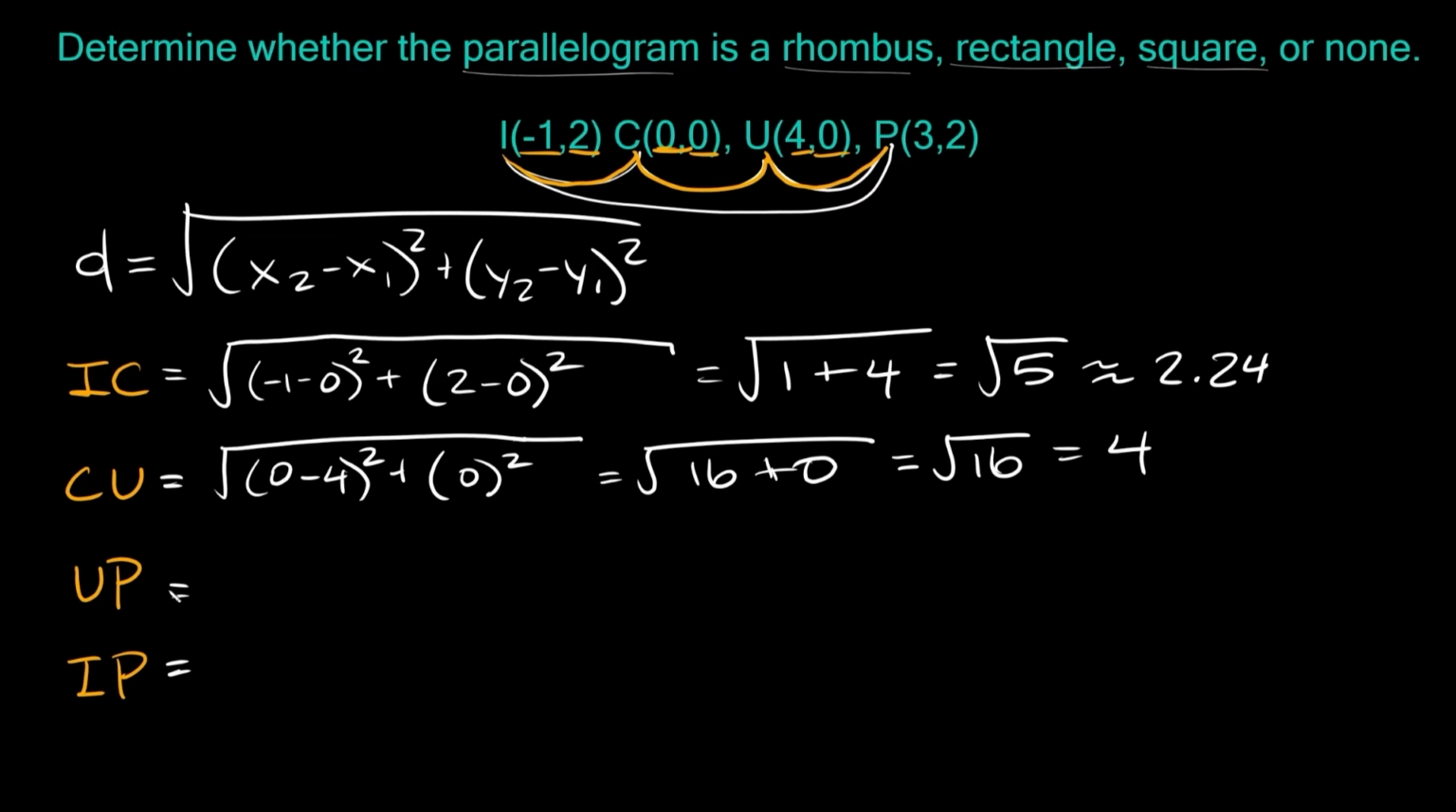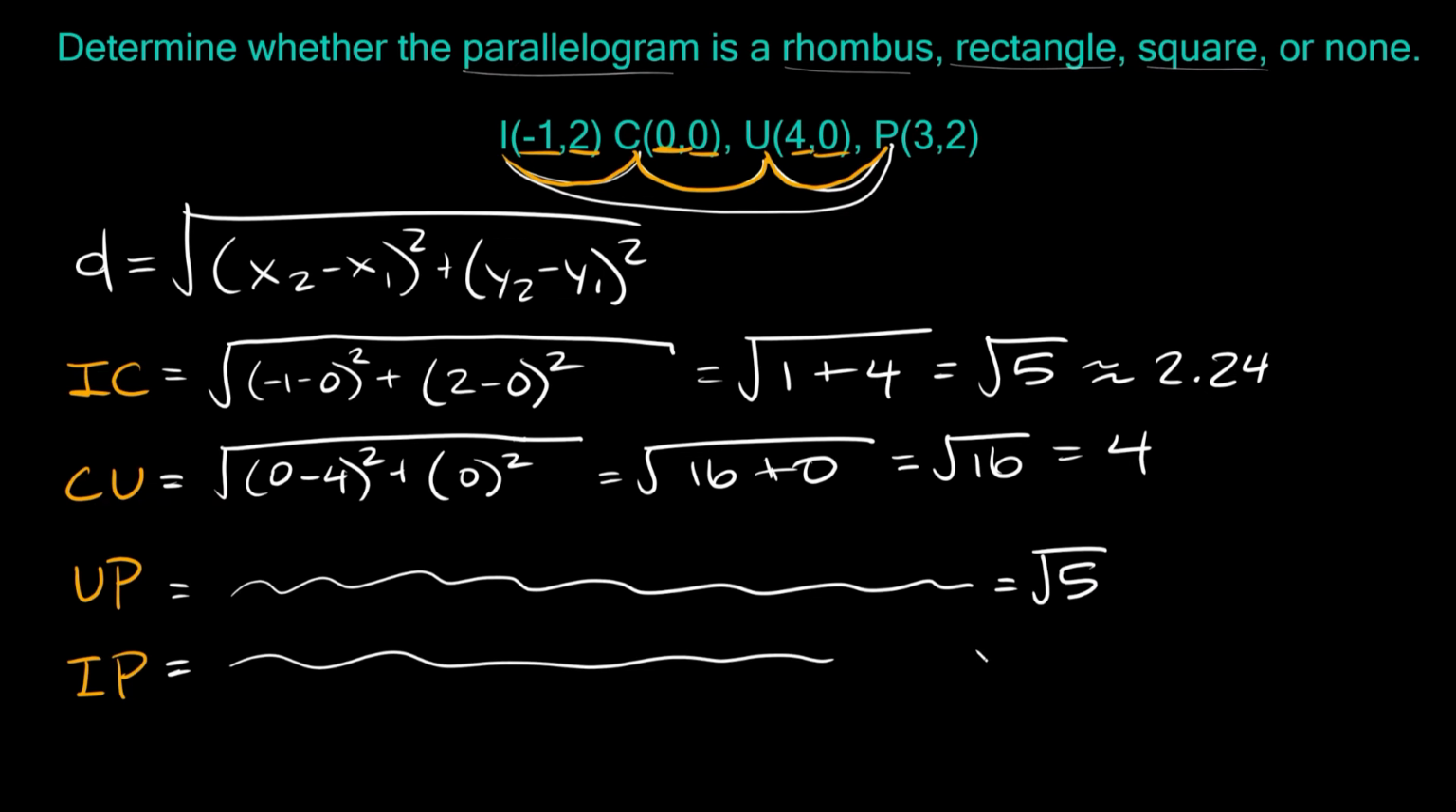All right, so the distance from U to P, we're just going to say mathemagic happened here. And the answer for U to P is equal to the square root of 5. All right, and then for I to P, again, mathemagic happens, and this is equal to 4. Okay, great. So now we have our four lengths, right? So we got the square root of 5, 4, square root of 5, and 4.